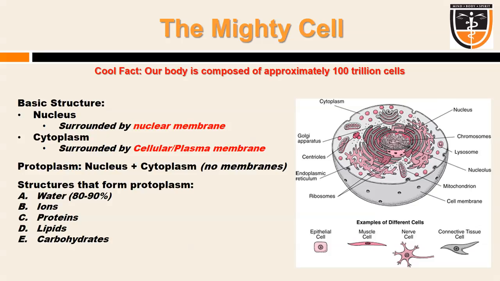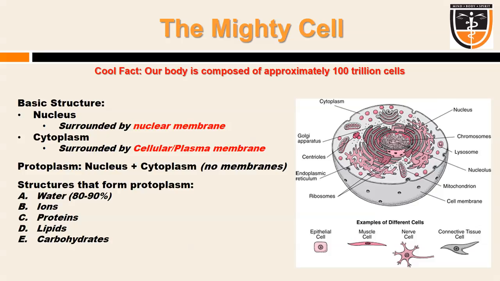So the basic structure of the cell is that the cell has a nucleus, eureka. The characteristic of the nucleus is that it is surrounded by its own membrane, the nuclear membrane. This membrane will extend and form the endoplasmic reticulum, a series of channels through the cell. Next is the cytoplasm, which is surrounded by its own membrane, known as the cellular or plasma membrane.